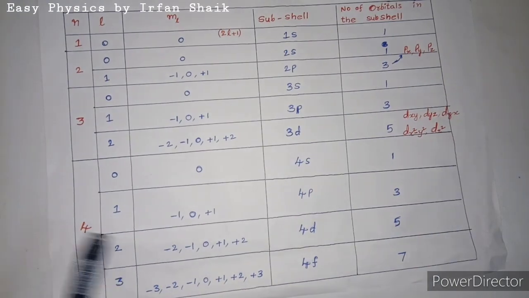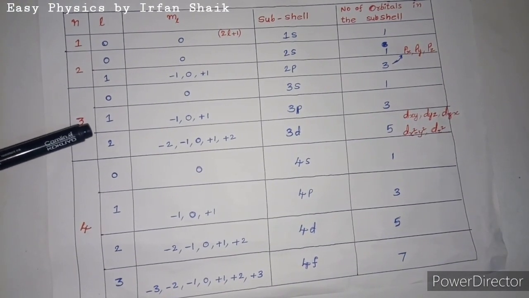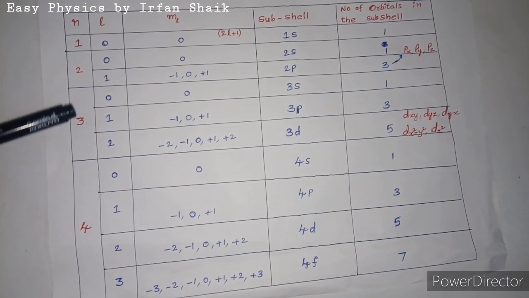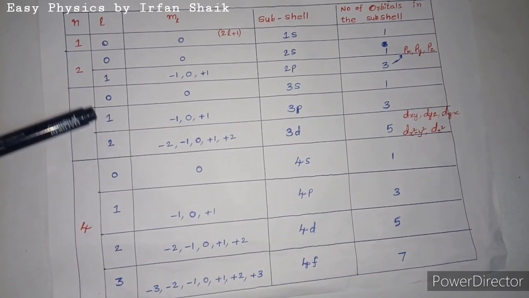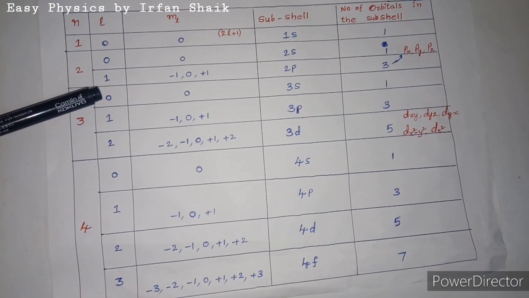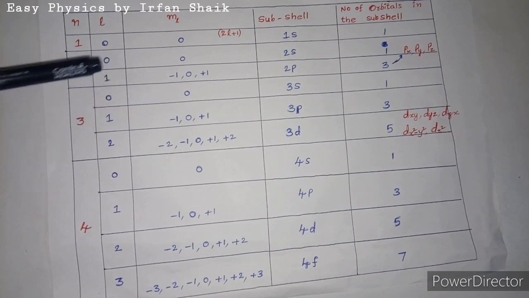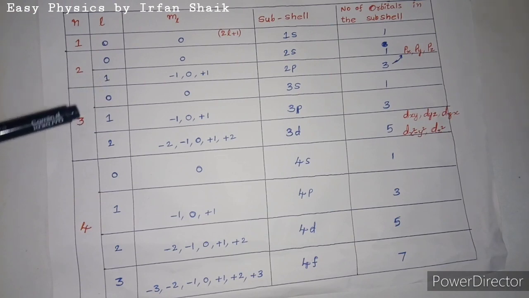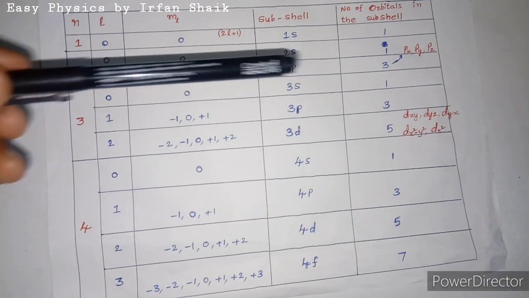Now move to the third shell. So if n is equal to 3, that means M shell. In M shell, there are three values for L, that is 0, 1 and 2. As we discussed before, if L is equal to 0, we get only one value for ML, that is 0. And we know that L equal to 0 means s orbital, and it is present in the third shell. That's why it is called 3s orbital. We know that it has only one orbital.